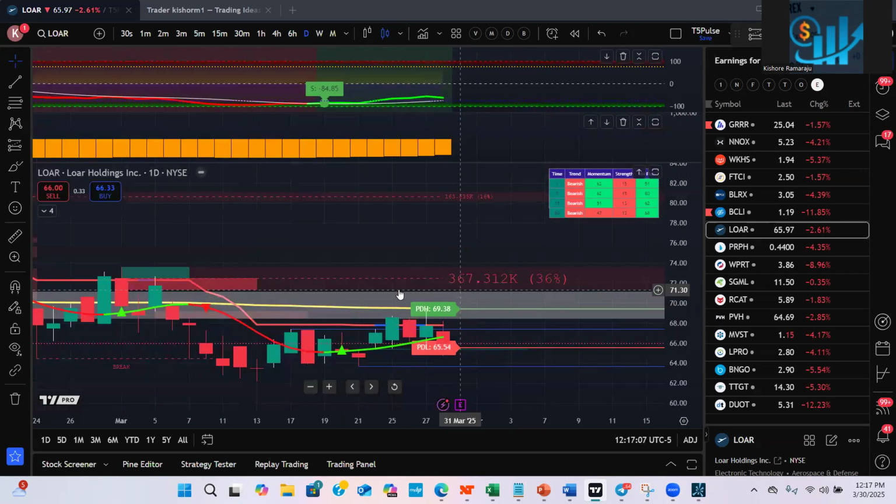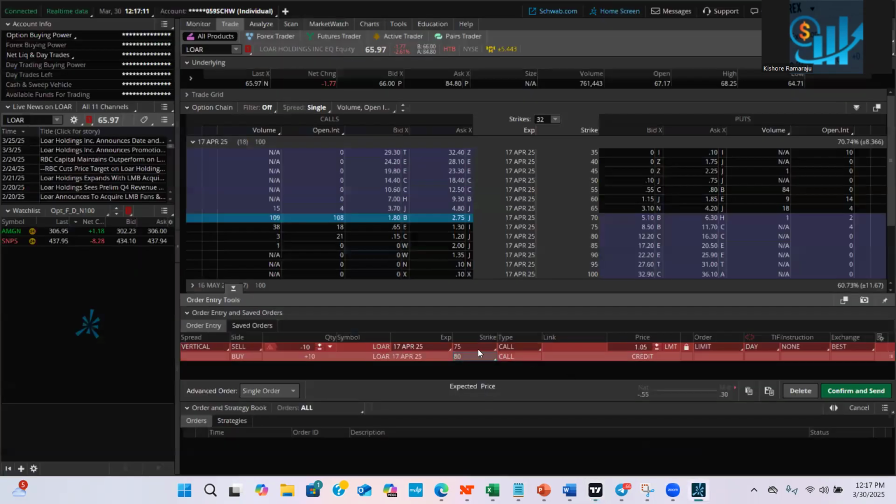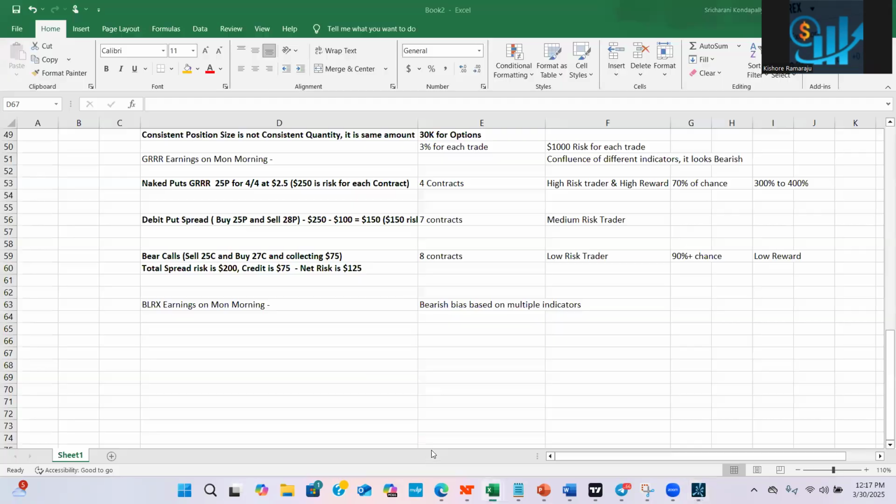So if you do a sell order, right, a bear call spread 75-80 on this one on LOAR, your chances of success are very, very high. Right? You are collecting, and 90% of the time you will make money.